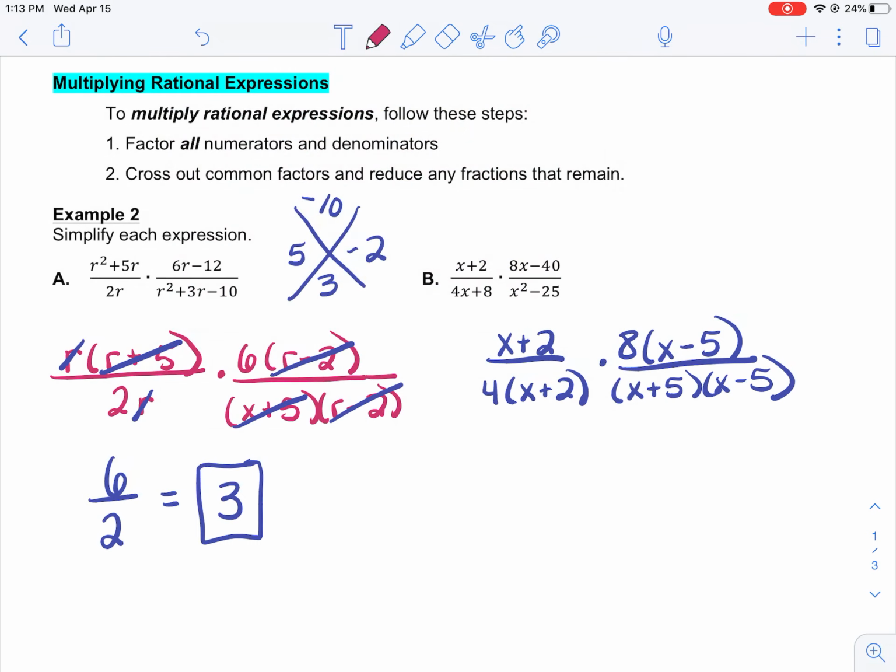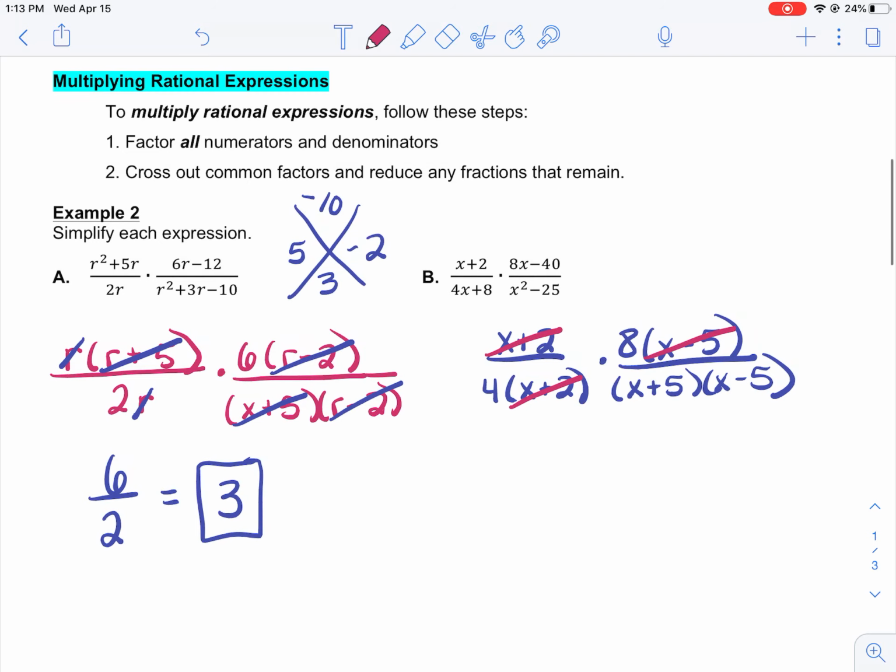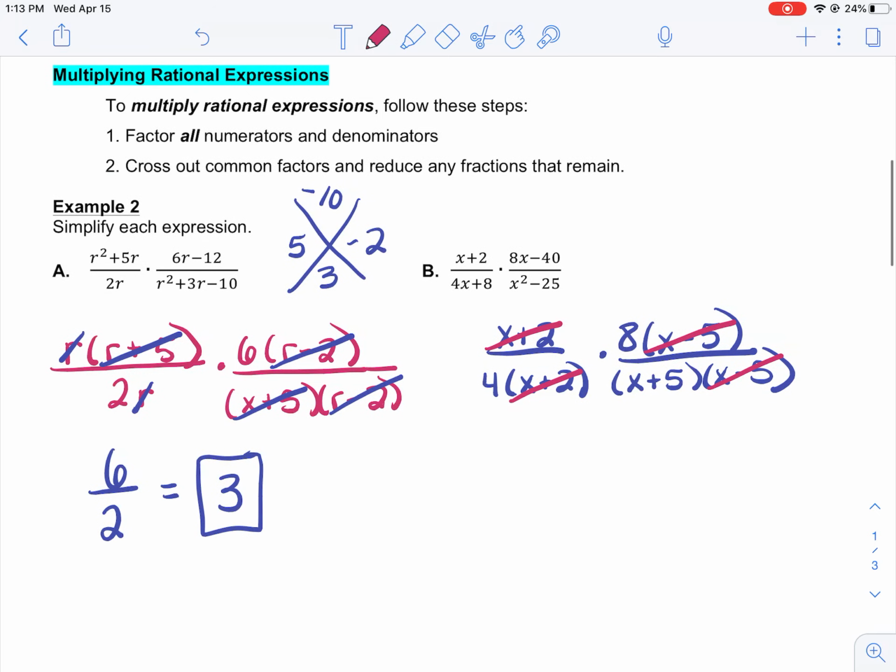Okay, and now if I look for common factors, I have an x plus 2 on the top and an x plus 2 on the bottom. I have an x minus 5 on the top and an x minus 5 on the bottom. And then lastly, I have an 8 on the top and a 4 on the bottom. And 8 divided by 4 is 2. So I'm going to cross those out, and I'm going to put a 2 on top.